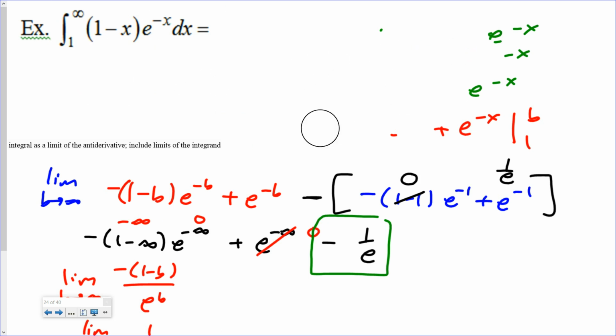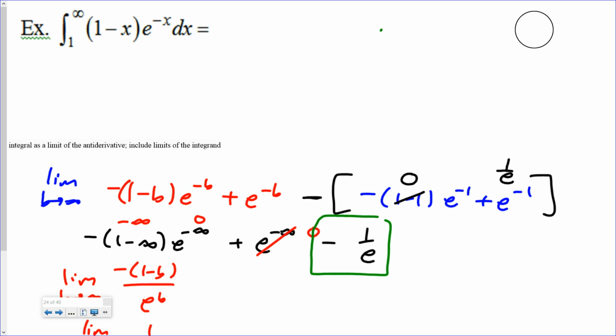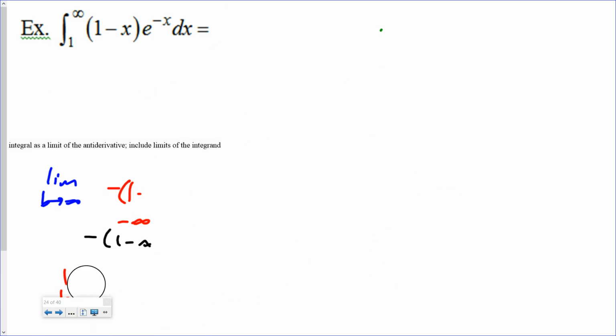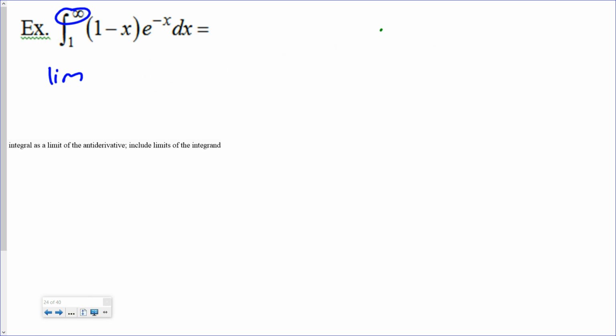The last problem, I'm just going to tell you guys that this is a like bit problem. Maybe you saw it, maybe you didn't, but you need to remember all of your special integration. Okay. And so what we're going to do is let's first rewrite this problem. I see the problem child right there. So let me just rewrite it. The limit as b goes to infinity of the integral from 1 to b of 1 minus x, e to the negative x dx.